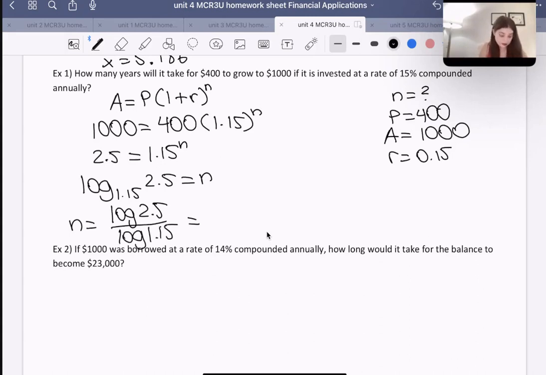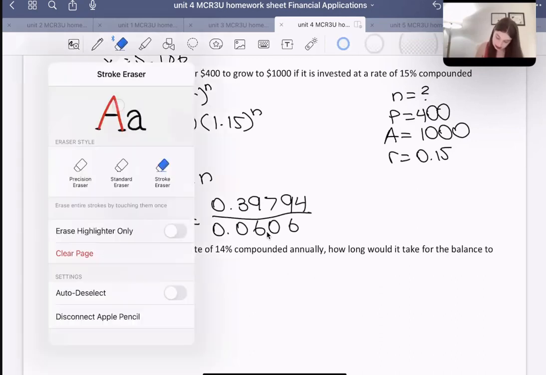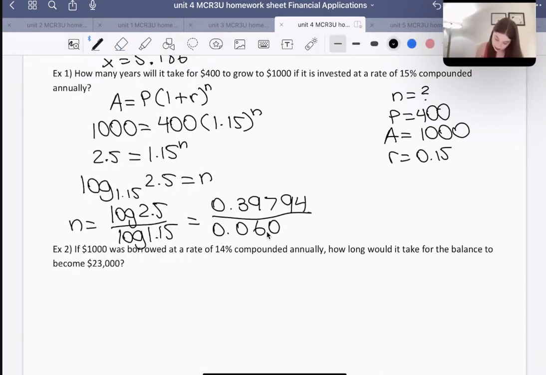Now, log of 2.5 is 0.3979 approximately, or you know what, we'll put 4 as well. And then log 1.15 is equal to 0.06069, which would be 70, like that. And that is equal to what?